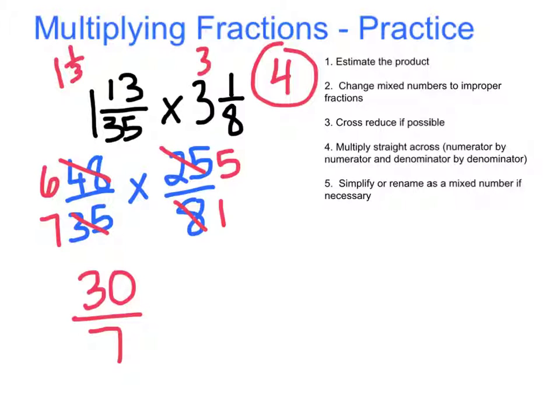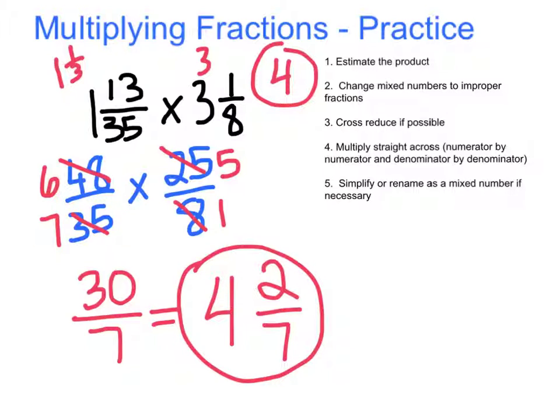And I want to change this improper fraction to a mixed number. So 7 goes into 30 4 times, and 7 times 4 is 28, and the remainder there is 2. So it's going to be 4 and 2/7, which is pretty close to our estimate of 4. And that is how you multiply with fractions.